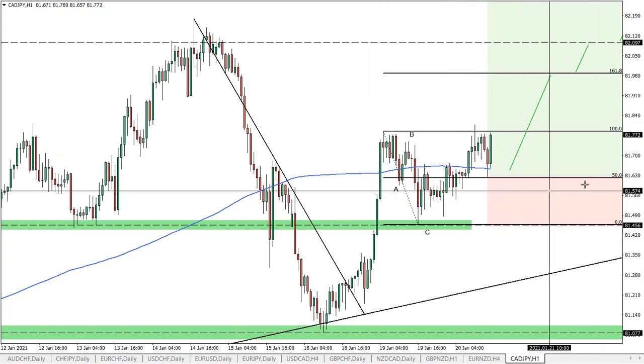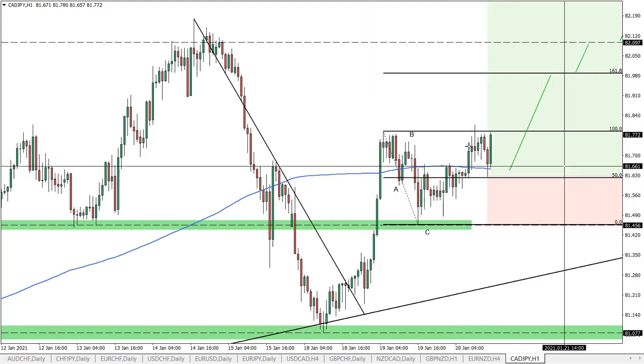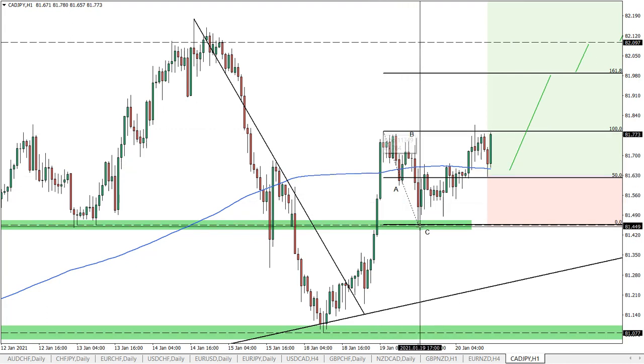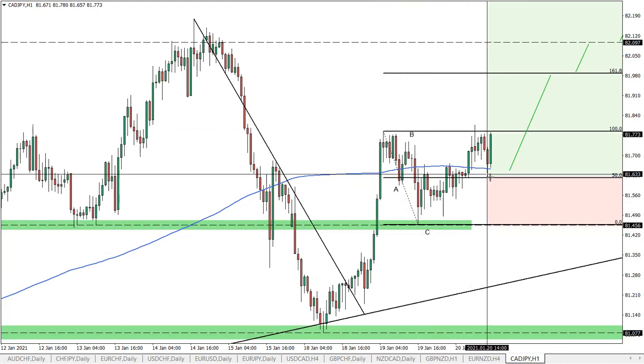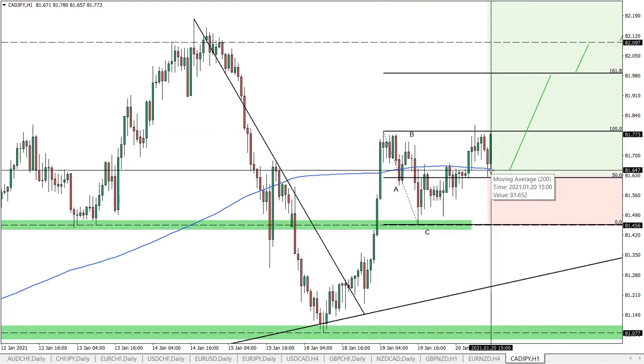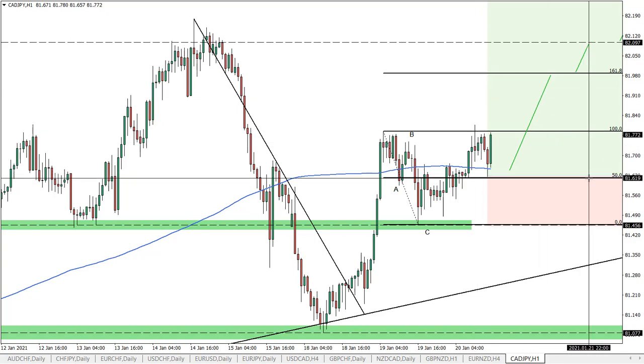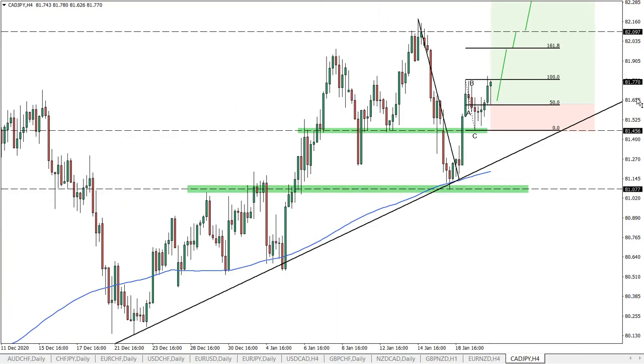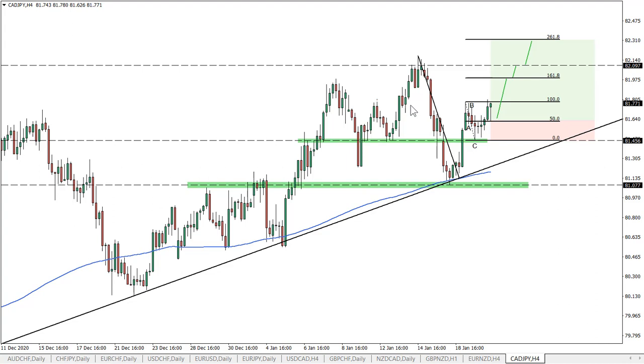Along with that, we have rejection of the 50% fibs based on this correction. So break above and then rejection of the moving average and rejection of the 50% Fibonacci. So back to the 4 hour chart, we can assume that the price will continue rising under the given circumstances because the current price action strongly favors the uptrend.